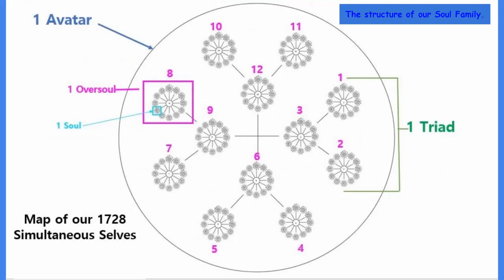The big one is the one avatar. The avatar is like the soul of the oversoul. The oversoul is like the soul of the soul. The soul is like the soul of the incarnate, which is where we are right now. We are an incarnate of the soul.